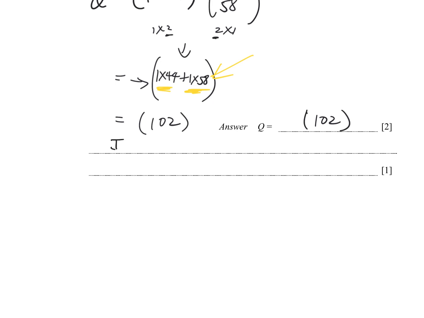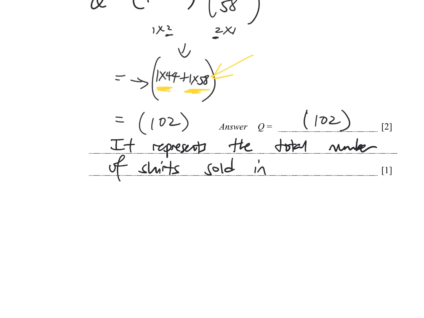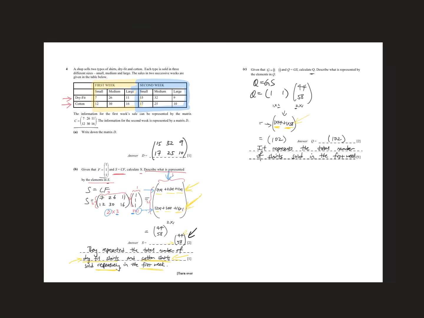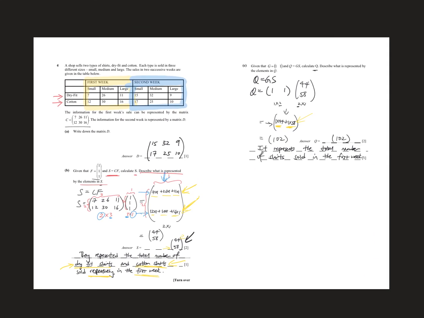It represents the total number of shirts sold in the first week. Voila. So I'll zoom out so you can look. This is the full question.